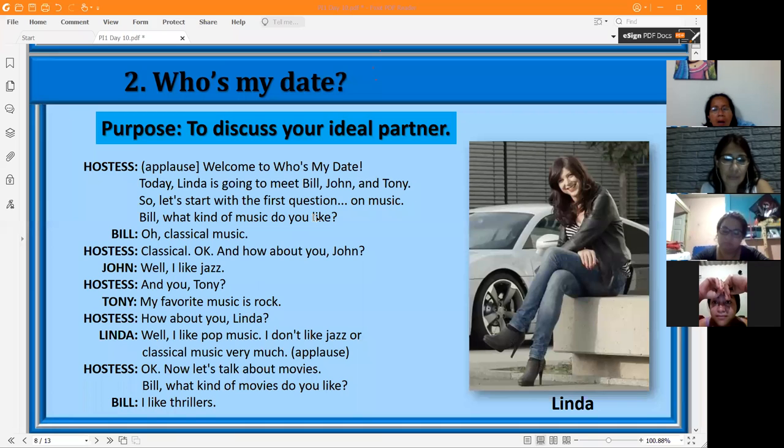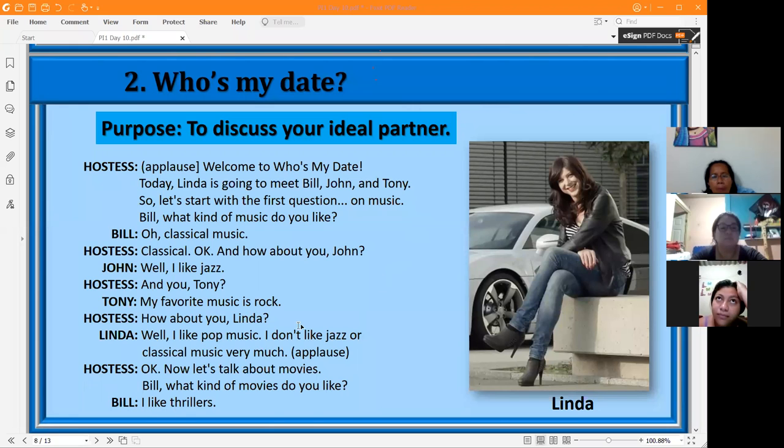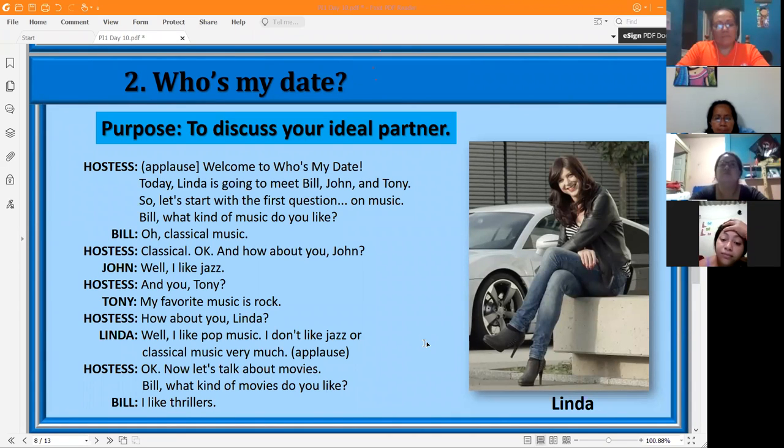Five people we need. Okay, so hostess, one person. The hostess is going to be Olguita. Then Bill is going to be Roberto. Okay, teacher. Then Glorita is going to be John. And Tony is going to be Marlene. Veronica is going to be Linda. Okay, I guess those are the five people.